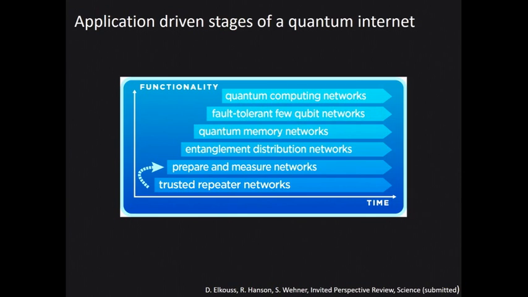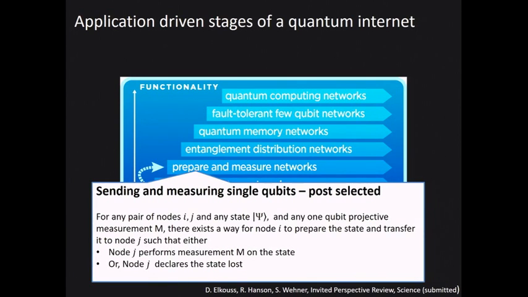at the expense, of course, of ever-increasing experimental difficulty. So you can think that where we are now is these trusted repeater networks. These exist, but they're, I guess, a bit trivial. So the next thing that one might want to do is what we call a prepare and measure network. And this maybe also gives an indication that this is somewhat simpler than, say, quantum computing.